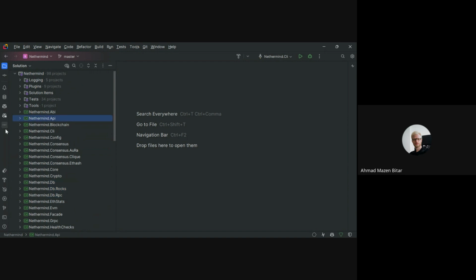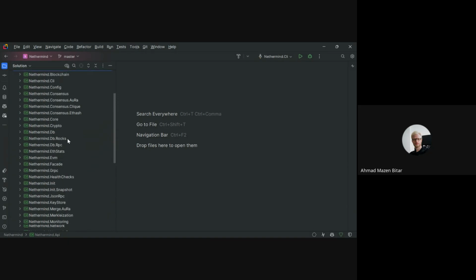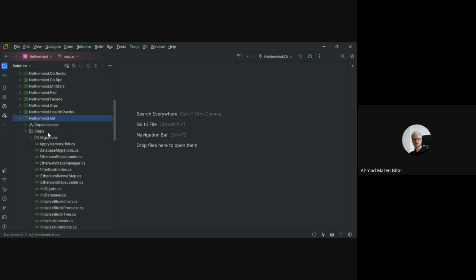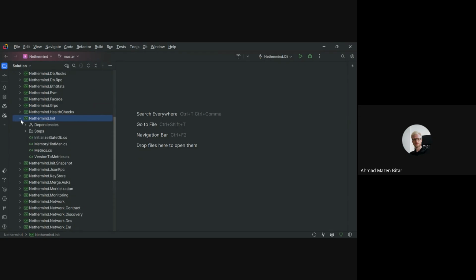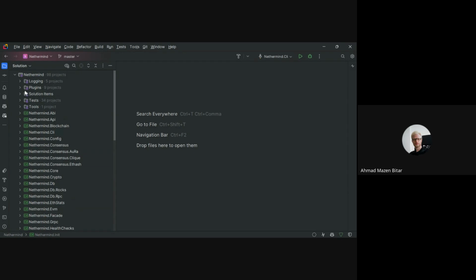There's of course a lot of infrastructure and supporting projects like the Nethermind API, which is a project where we collect all of the classes that are needed to operate the Nethermind client. And there is the init project that initializes the client. It has the steps that initialize the client. When the runner starts, it calls the init project to initialize the client, and the steps depend on each other, so they run in sequence one by one until the client is fully initialized. So yeah, I guess this is a general idea of the important parts of the client and where potential bugs need to be looked at.